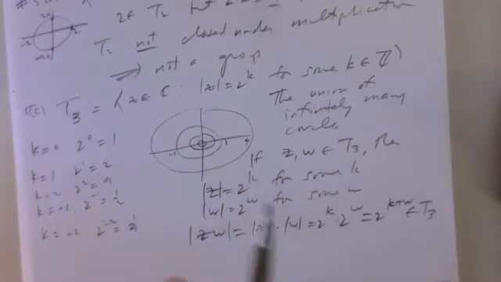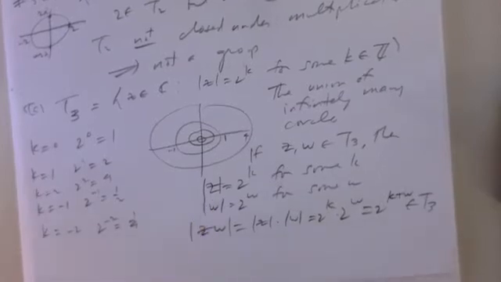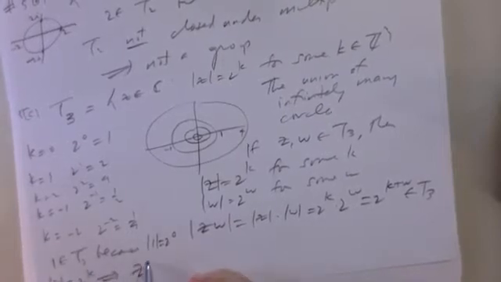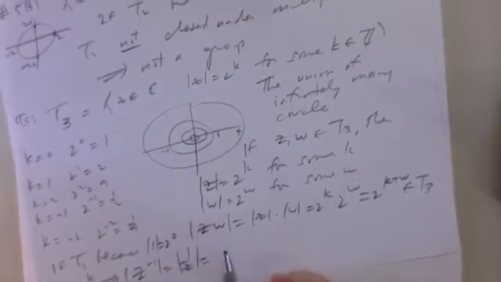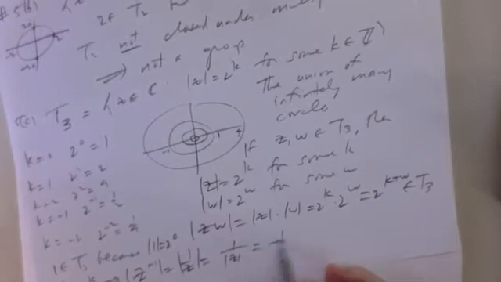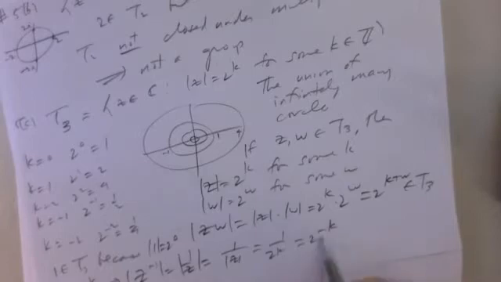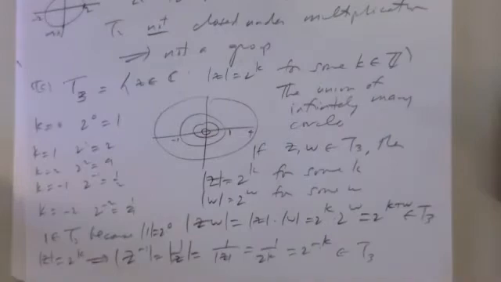It's not closed under addition, but there's no addition in this problem. It's closed under multiplication. And again, multiplication is associative. 1 is in this set because the absolute value of 1 is 2 to the 0. And if z has absolute value 2 to the k, then z inverse, which is 1 over z, has absolute value 1 over the absolute value of z, which is 1 over 2 to the k, which is 2 to the minus k, which is again 2 to a power. So this set, which is a union of circles, is closed under multiplication, contains the identity, contains the inverse of each of its elements. That's what we need to show.